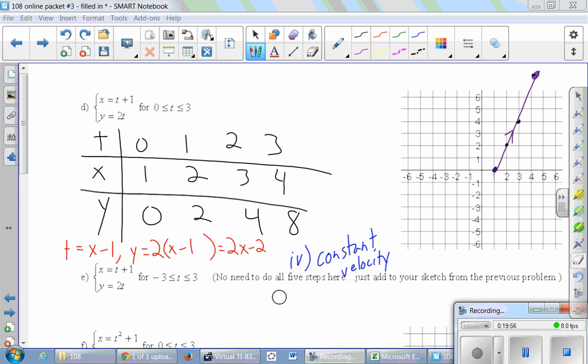In fact, I'm just going to be really lazy here and plug in the -3 into both. So when you plug -3 in for t, -3 plus 1 is -2, and 2 times -3 is -6. So the point (-2, -6) is down here. This is the one for t equals -3. And apparently we just get more of the line, still going in the same direction.